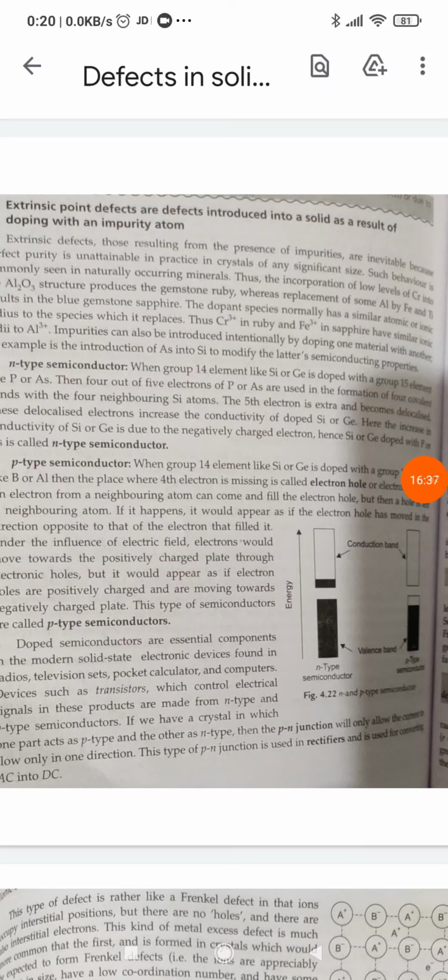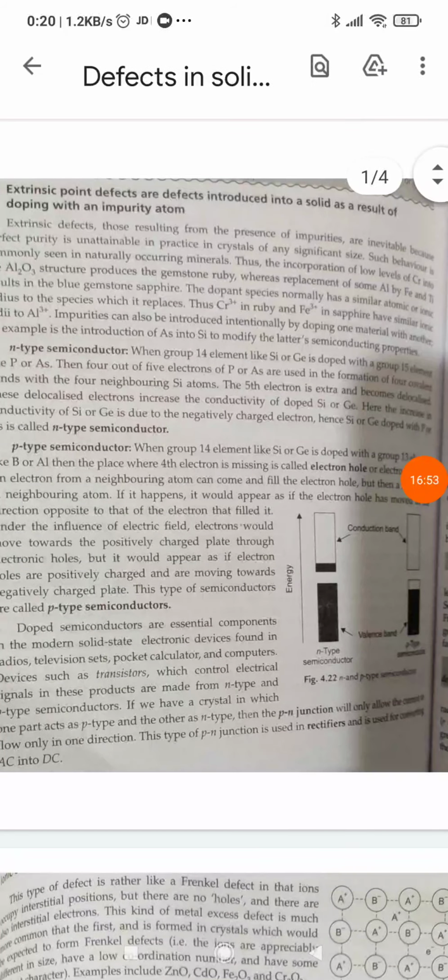Impurities can also be introduced intentionally by doping one material with another. An example is the introduction of arsenic into silicon to modify the latter's semiconducting properties. Then what are n-type semiconductors?